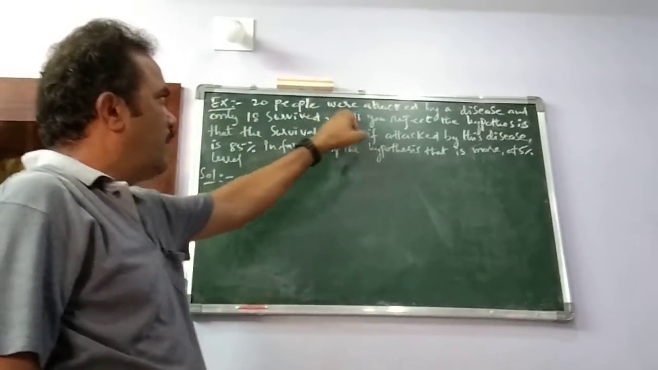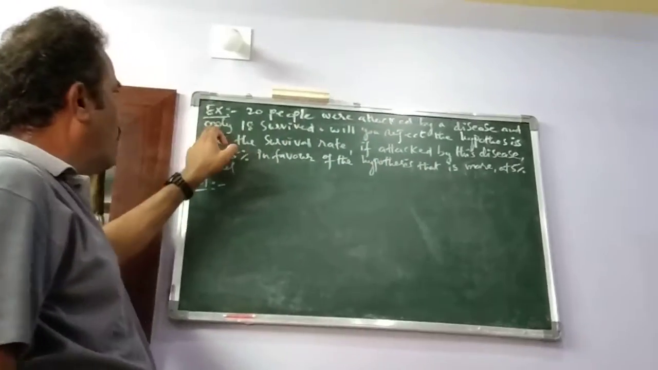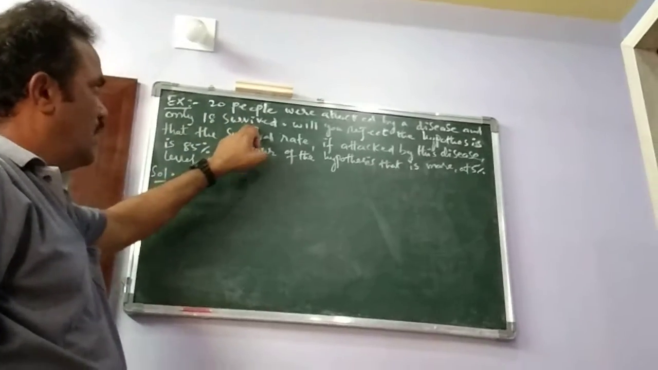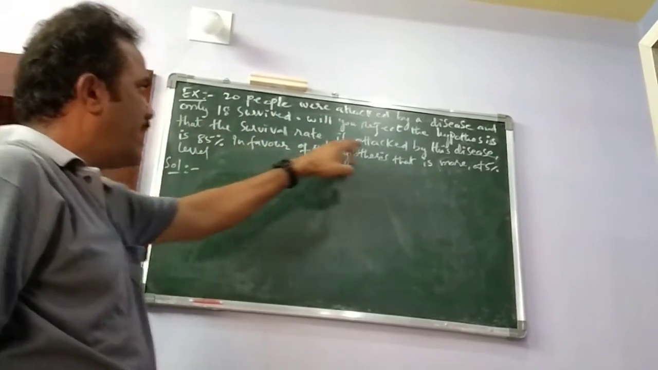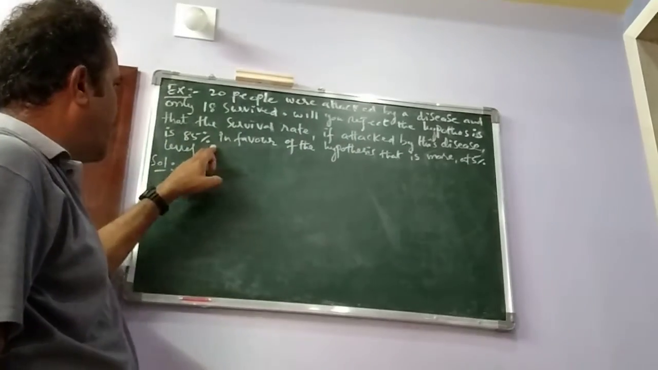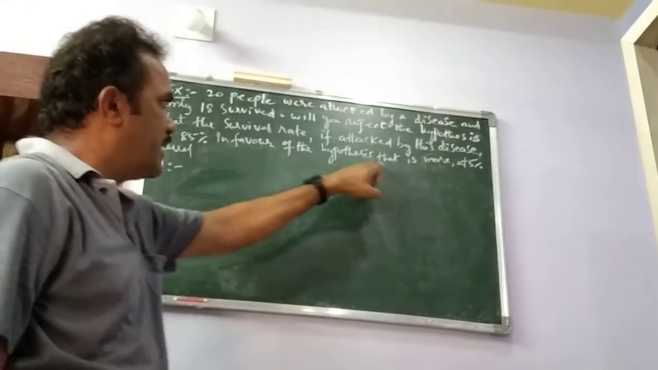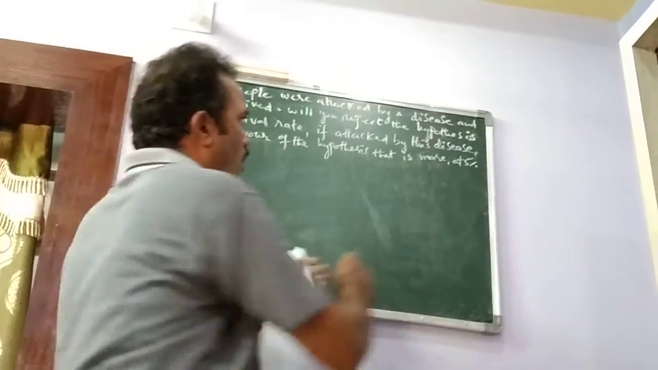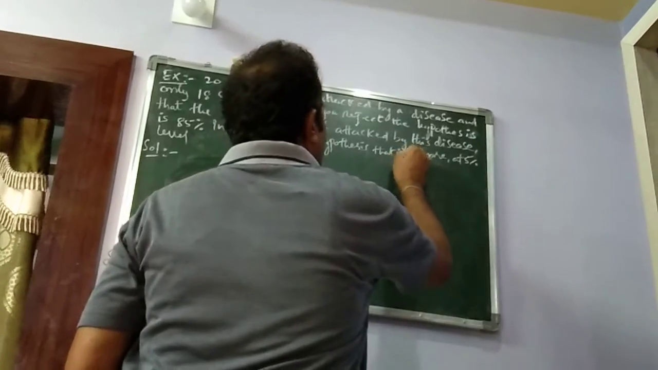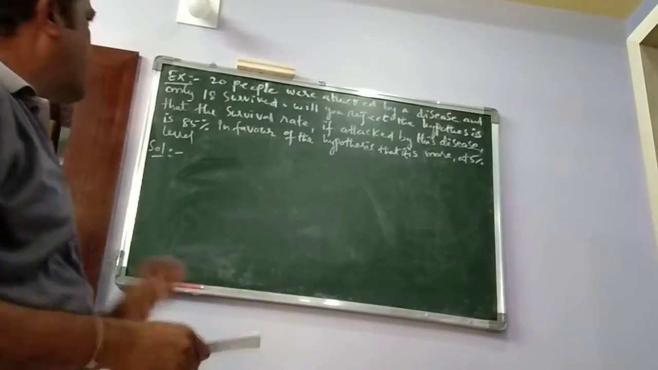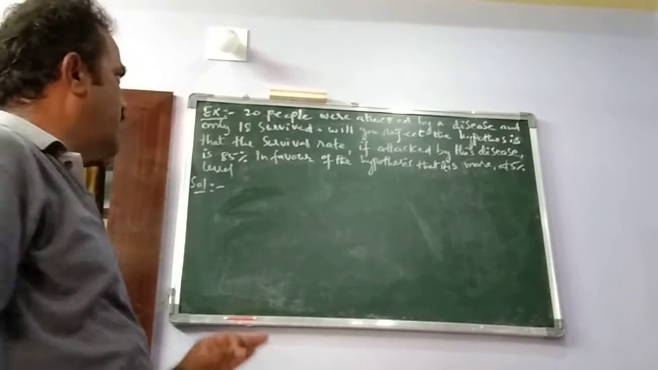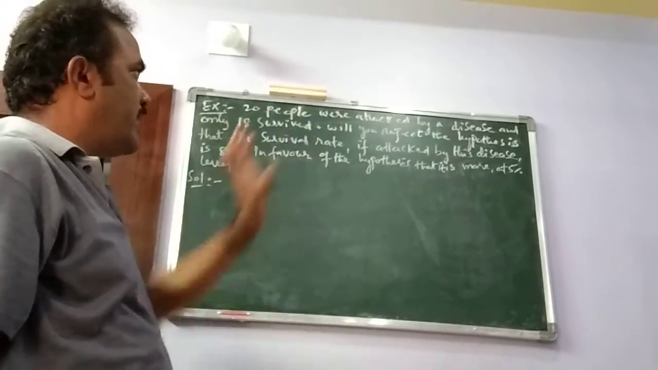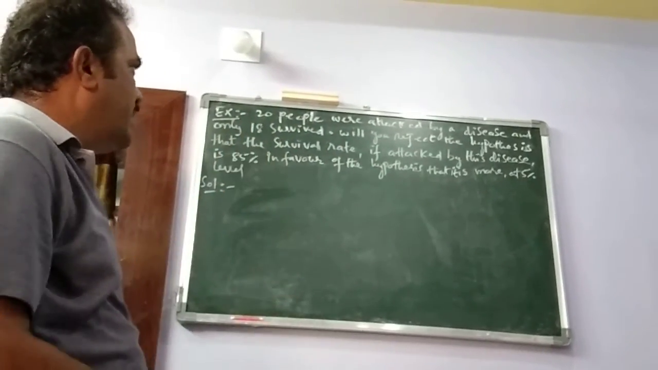20 people were attacked by a disease and only 18 survived. Will you reject the hypothesis that the survival rate, if attacked by this disease, is 85% in favor of the hypothesis that it is more, at 5% level? Okay, this is the problem. From this problem we can understand clearly what information is given. 20 people were attacked by the disease, and only 18 survived.